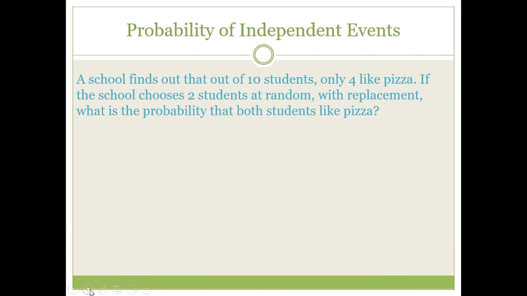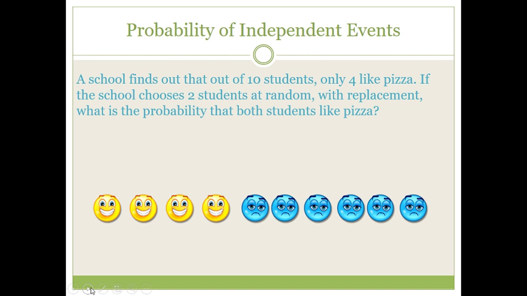Let's see if we can find the solution to this probability. A school finds out that out of the 10 students, only 4 like pizza. If the school chooses 2 students at random with replacement, what is the probability that both students like pizza? So what's happening here is we have 10 students, and we're going to pick 2 of them at random. First, I'm going to pick a student, and then that student's going to rejoin the line, and I'm going to pick another student. So it's possible for me to pick the same student twice. We want to find the probability that both of the students that I pick like pizza.